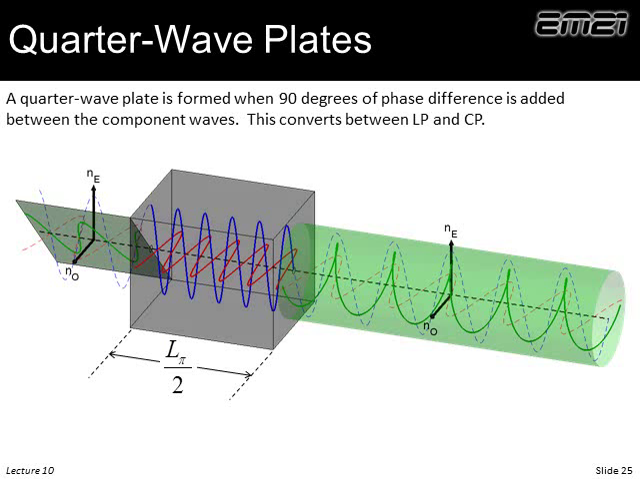Now, why is that? Well, now, inside this crystal, instead of imparting a 180-degree phase shift on one of the polarizations, we impart a 90-degree phase shift. And we know if we have two linearly polarized waves that are 90 degrees out of phase but otherwise equal amplitude, that is a circularly polarized wave. So a quarter wave plate goes from linear to circular. Or if we start with circular, it goes to linear.